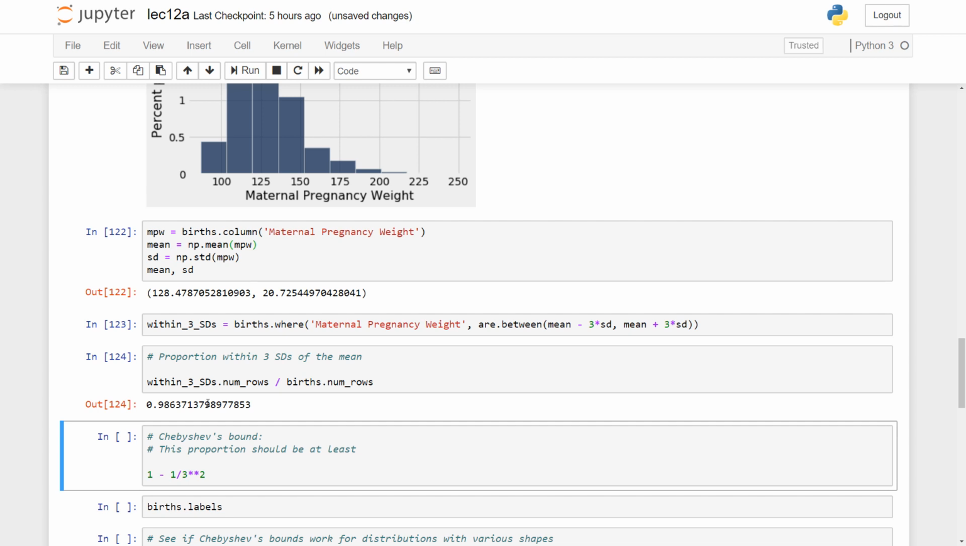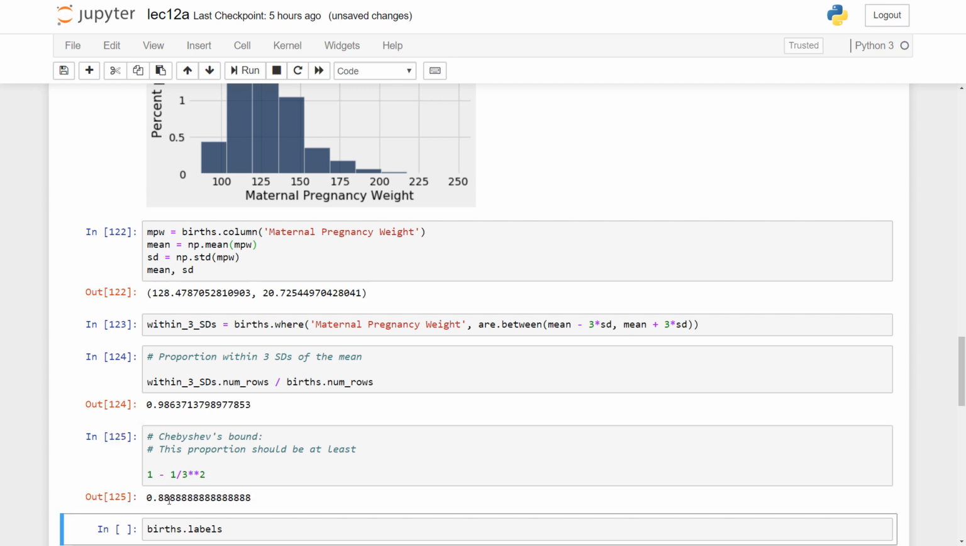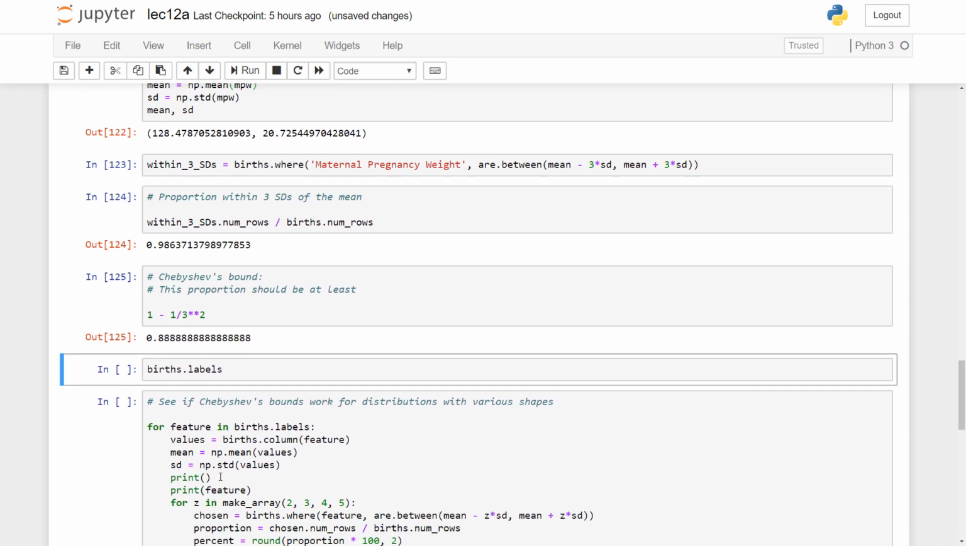Now, what does Chebyshev's inequality say? It says it should be 1 minus 1 over 3 squared, which is 88%. The inequality says at least 88.88% is within 3 standard deviations. The data here is consistent with the inequality, but actually it is much more than that. It is 98.6%. But still the inequality, of course, holds, because the inequality says at least 88.88% will be within that range.